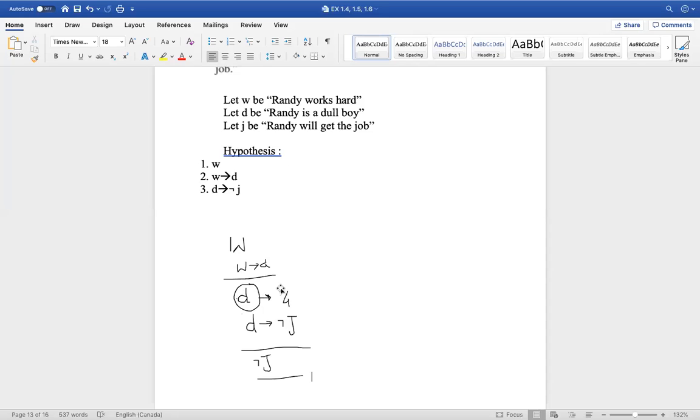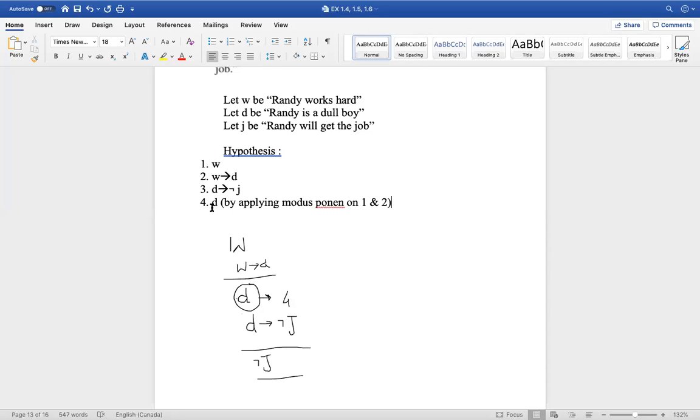We name it a fourth hypothesis. We can call this a fourth hypothesis by applying the rule of inference. So by applying, we get D. We can say by applying modus ponens on 1 and 2, we get D.